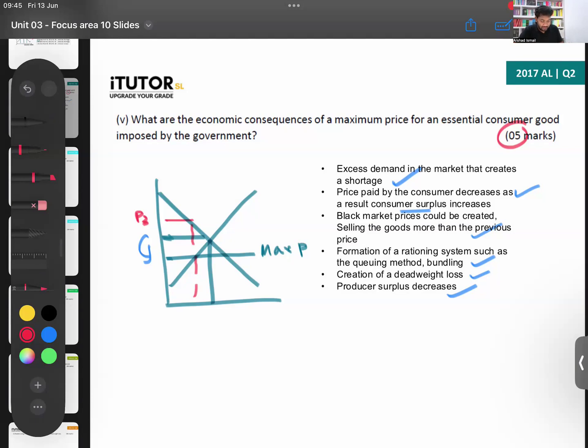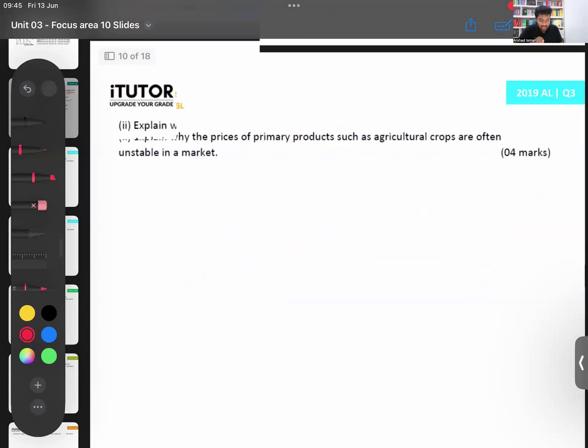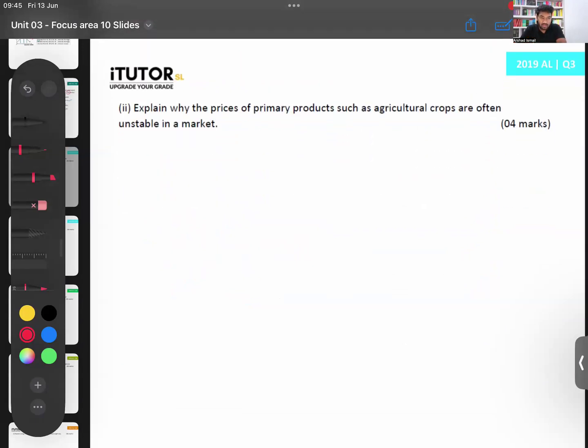Then moving into the next one, that is the 2019 A-level question, part 3. This whole price stabilization part, Lamai, was introduced to your syllabus from 2019 onwards. The first question is asking you to explain why the prices of primary products such as agricultural crops are unstable in the market. I will copy the note that is there in my theory note itself, and I will explain the story too. Give me a second, then you all have an answer that you can write down as well.